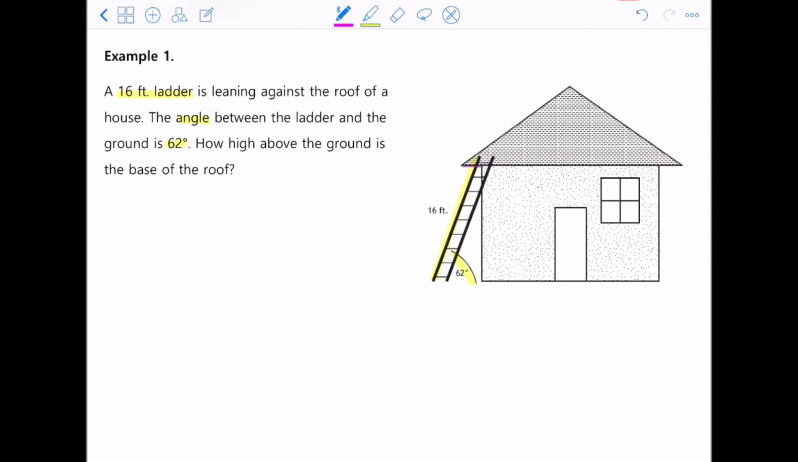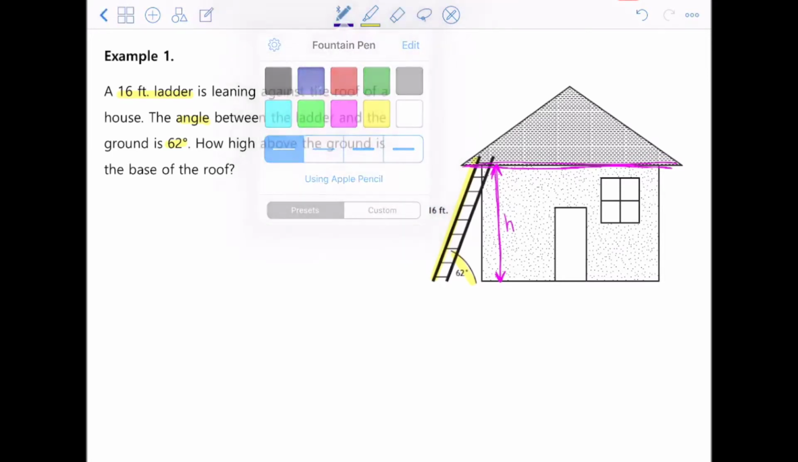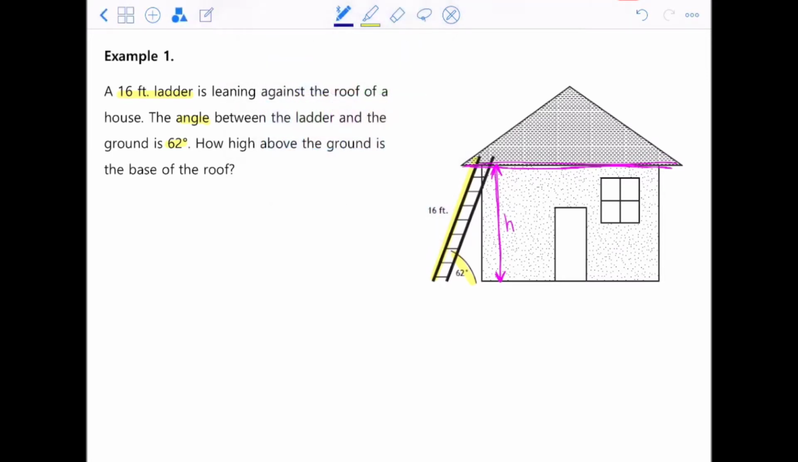So the base of the roof is here. And it's asking how high above the ground. So this is the ground going all the way up to the base of the roof. I'm going to denote that as H, H for height. So we have to solve for H. Before we move on, for these kinds of diagram problems, I would form a new triangle so that I could see a simplified form. This way I don't get distracted by other properties. So we have 62 degrees here, 16 here, and then we're looking for H.